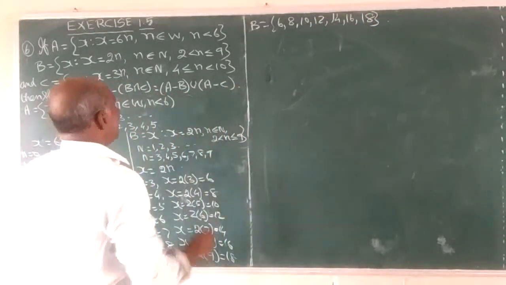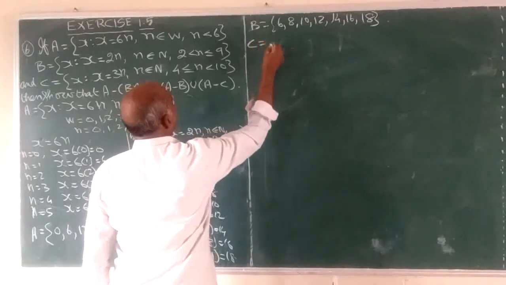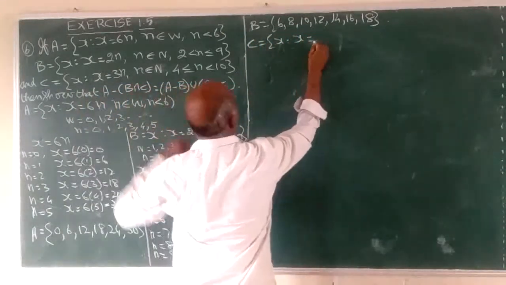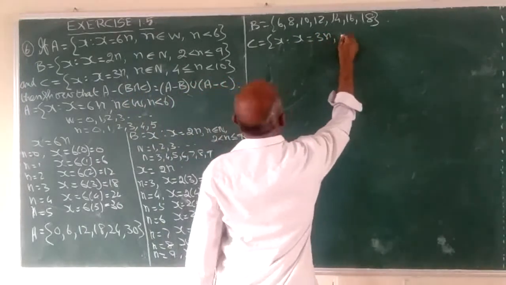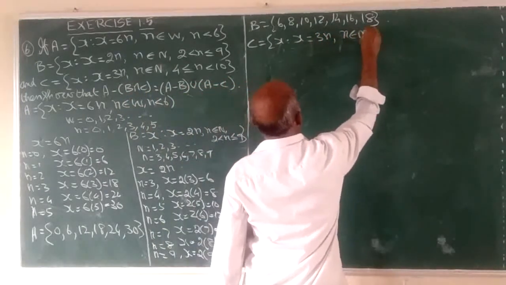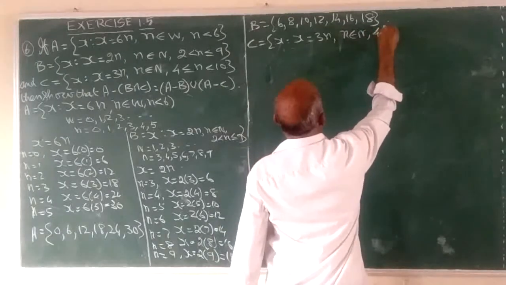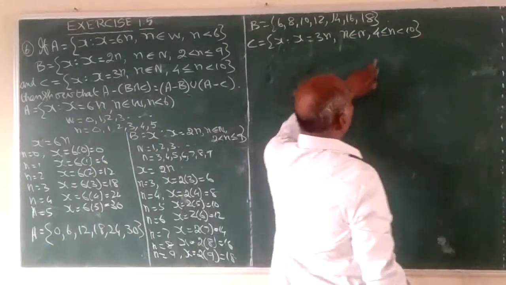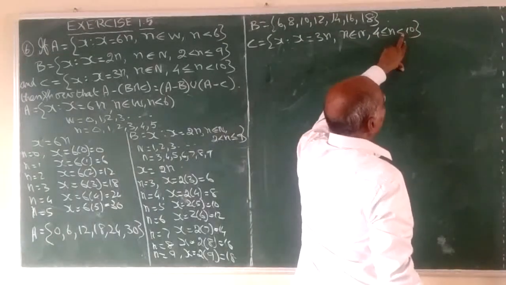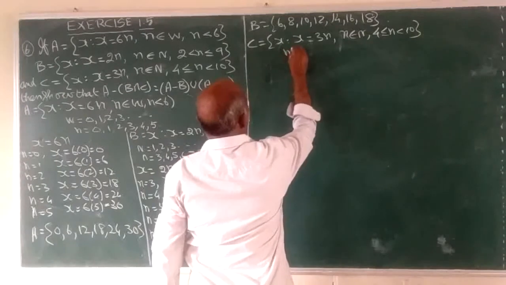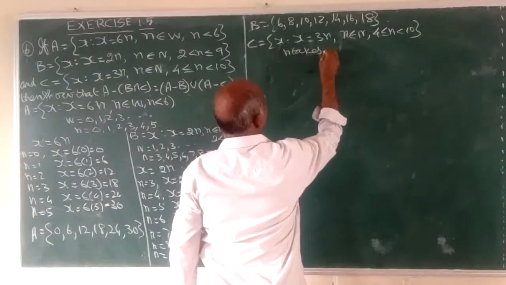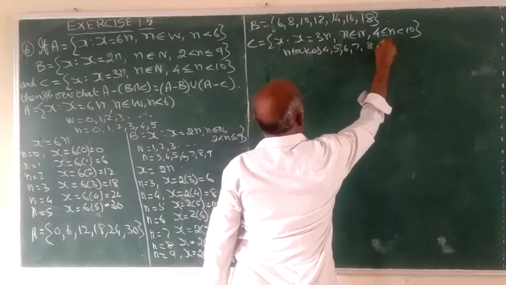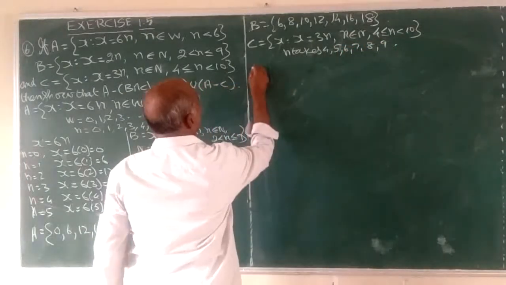Now come to the set C. C equals x such that x equals 3n. Here n belongs to natural numbers capital N and 4 less than or equal to n less than 10. You must include from 4 to less than 10, up to 9. So n takes values 4, 5, 6, 7, 8 and 9. Now find out the C.